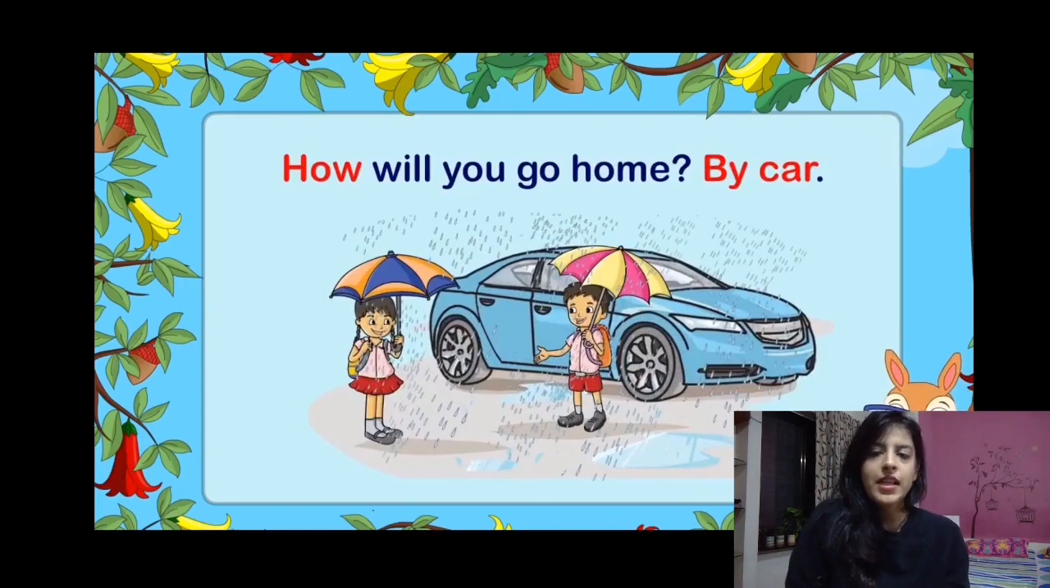Let's see another example of how. How will you go home? By car. You ask yourself now, is by car a description or is it a manner of doing something? Is it a description? No. I am going home by car. That is the manner of doing something. I am going home by car. So that is why we use how. Okay.